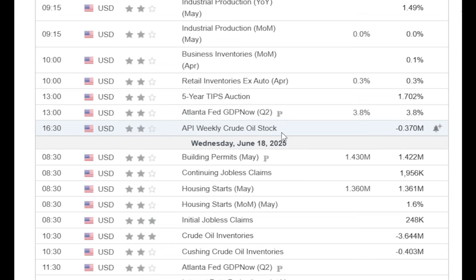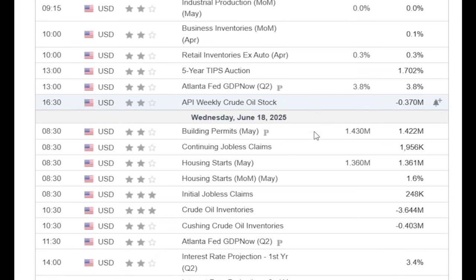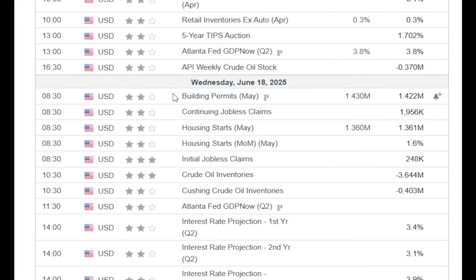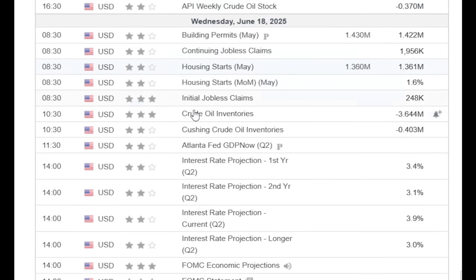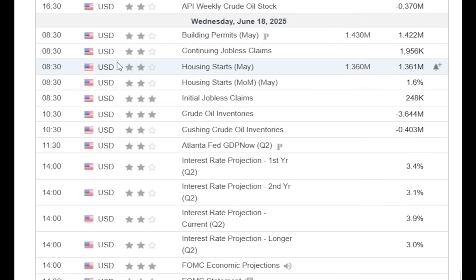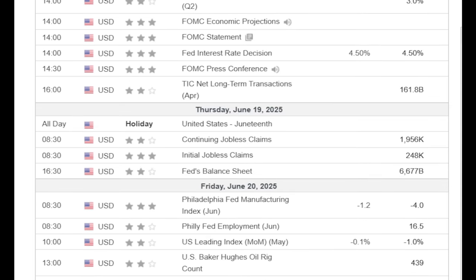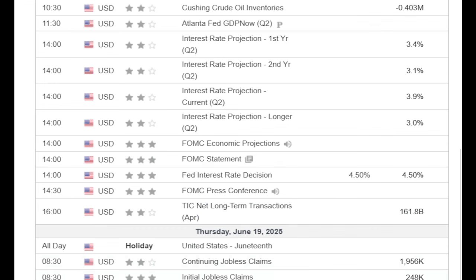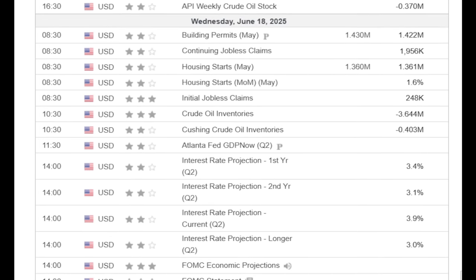Now, oil stock, I don't watch this at all, but again, if you're going to be trading oil, that might be something you want to look into. Wednesday, let's see, building permits, housing data, jobless claims. They have jobless claims. Okay, Thursday is Juneteenth, so not a trading day. Okay, cool, cool.